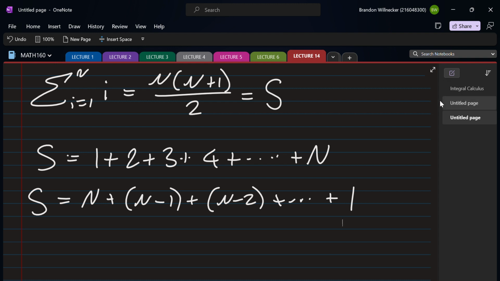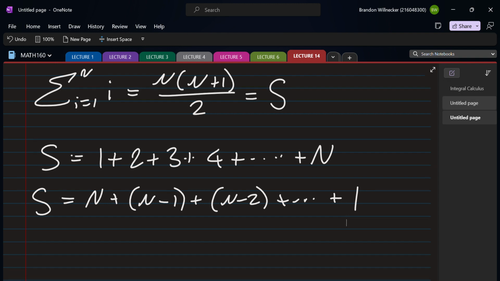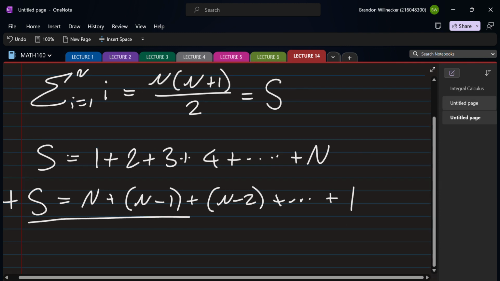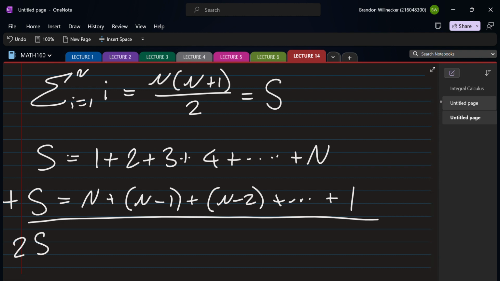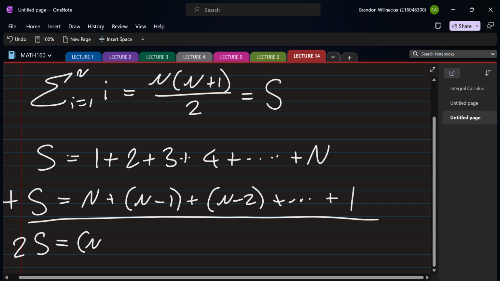Now, what we're going to do is add the two together. So S plus S, that's going to be 2S. 1 plus n, that's n plus 1. 2 plus n minus 1, that's n plus 1. 3 plus n minus 2, that's n plus 1. I hope you see the pattern. Plus dot dot dot, and then the last one, n plus 1, that's n plus 1.